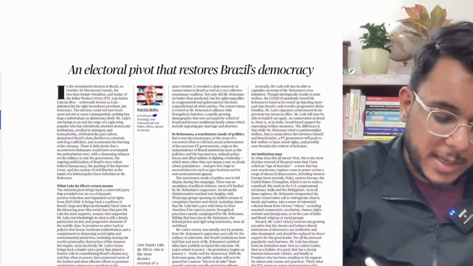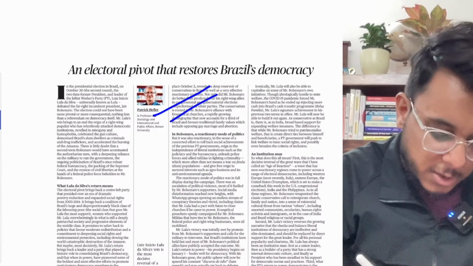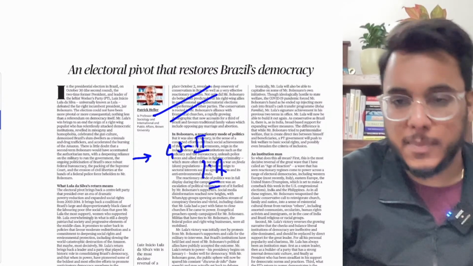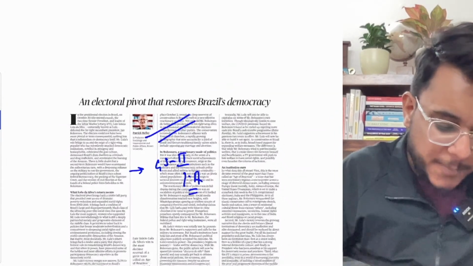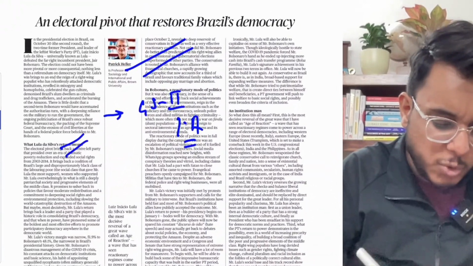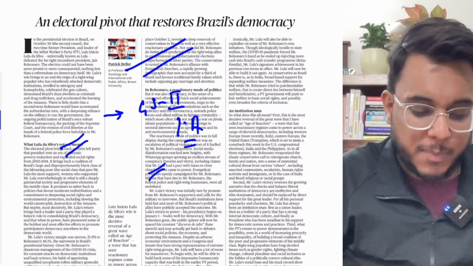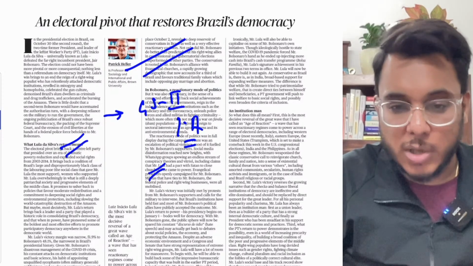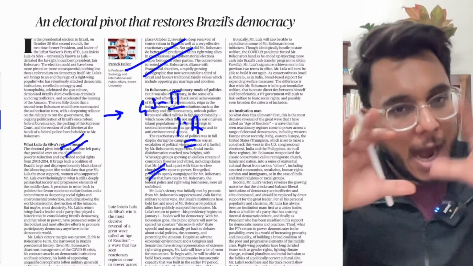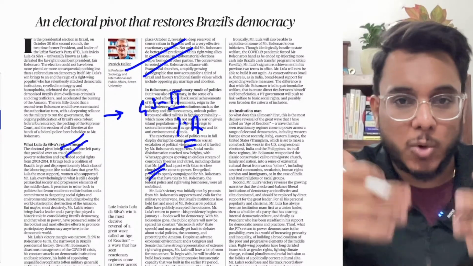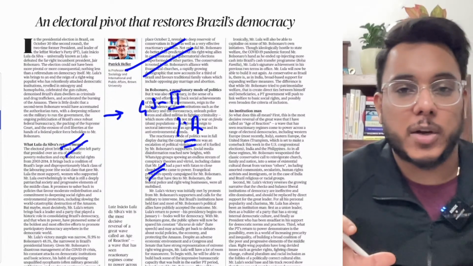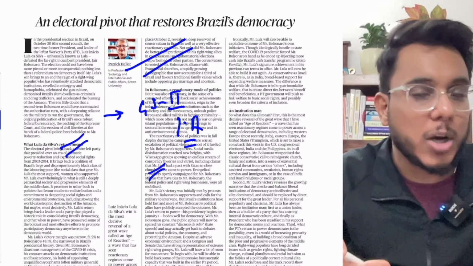An electoral pivot that restores Brazil's democracy. Now this particular article we will see with respect to GS paper number 2, International Affairs. Actually this particular article, first of all, is dealing with a lot of issues with respect to the elections conducted in Brazil: the voter turnout, how many voters voted for which party, and by how many votes President Lula got the victory. Now these things are not important for examination, so they are not to be seen at all.